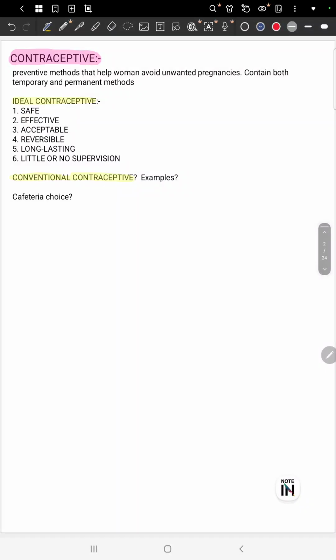Talking about the contraceptives. Contraceptives are the preventive methods that help the woman avoid unwanted pregnancies. They include both temporary as well as permanent methods.